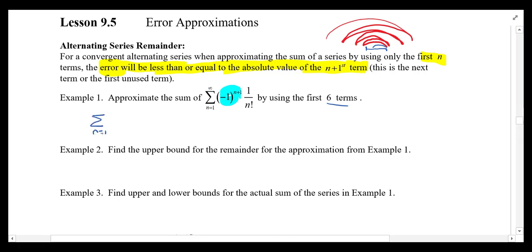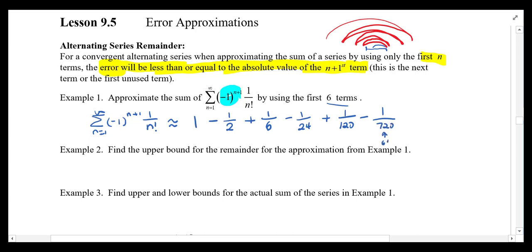Remember, we need to have proper notation here. If I'm going to say an approximation, then please use the squiggly equal sign. My first term, when n equals 1, the exponent is positive, and 1 over 1 factorial is just 1. The next one will be negative, 1 over 2 factorial, so that's 1 over 2, plus 1 over 3 factorial, which is 1 over 6, minus 1 over 4 factorial, which is 1 over 24, plus 1 over 5 factorial, which is 1 over 120, and the sixth term, 1 over 720. Remember, this is 6 factorial.